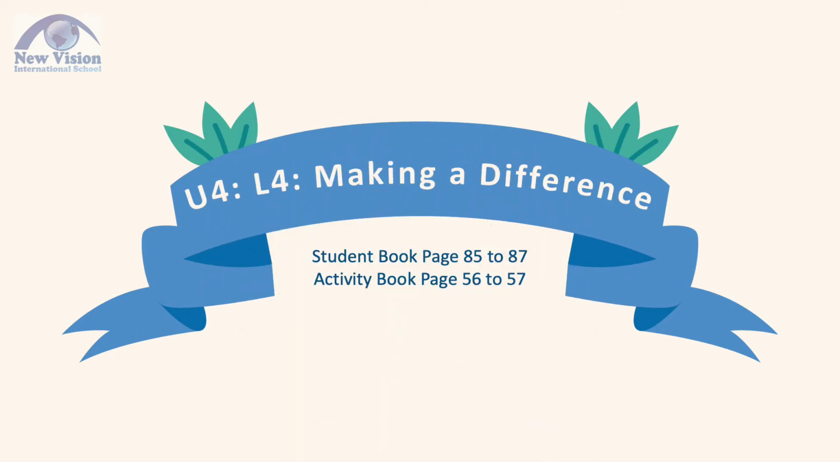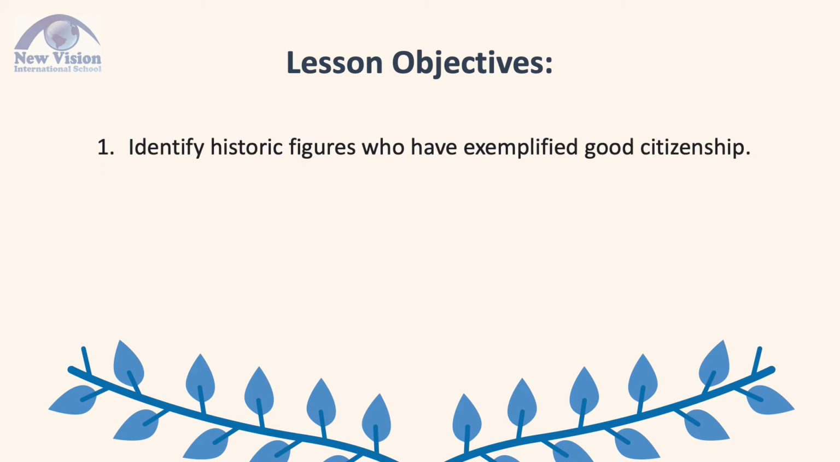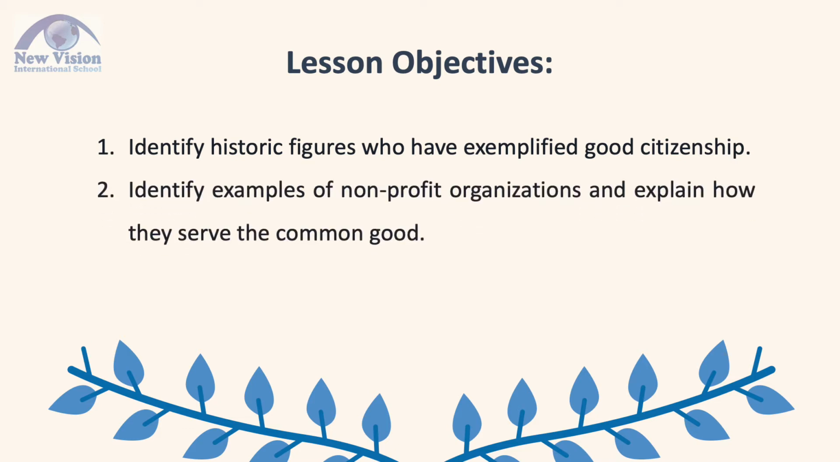Once again, the title of the lesson for this week is Making a Difference. I want you to turn your student book to page 85. Here are our lesson objectives. Identify historic figures who have exemplified good citizenship. Identify examples of non-profit organizations and explain how they serve the common good. And identify heroic deeds of national heroes.